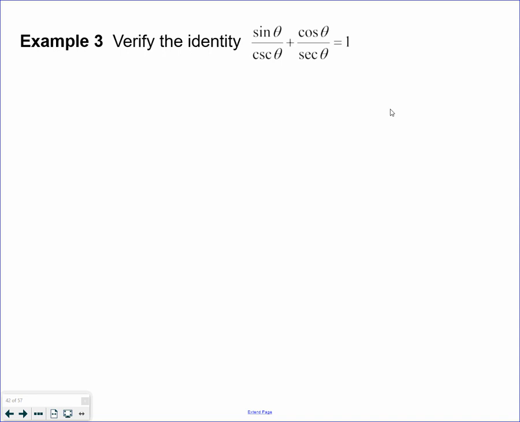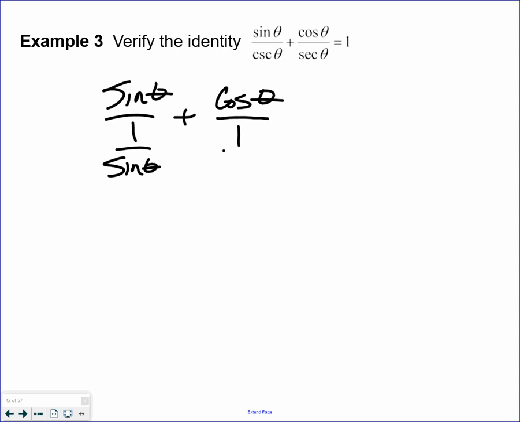Anytime you start off with fractions, okay, my first thing is to change everything. Usually I always try to change things into sine and cosine. So if I see a cosecant, then I rewrite that as 1 over sine. And when I see a cosine or a secant, I write that as 1 over cosine. So again, anytime I see cosecant and secant, I change them into cosines and sines. So now, what is sine divided by 1 over sine? Sine. Anytime you divide, you multiply by the reciprocal.